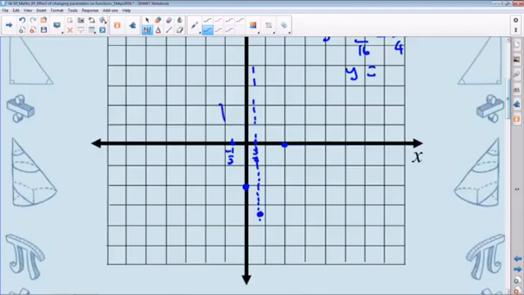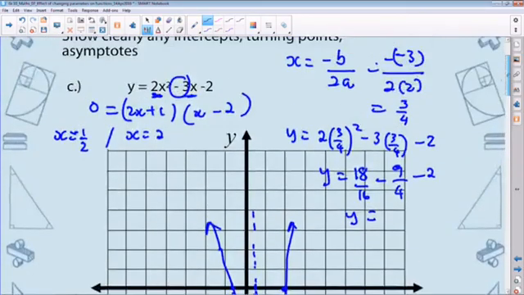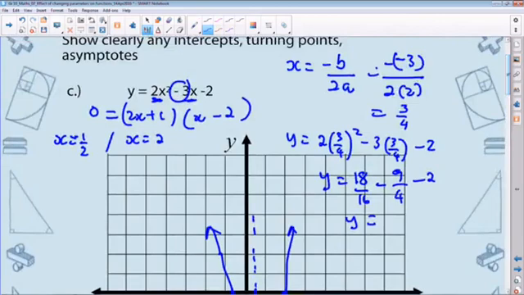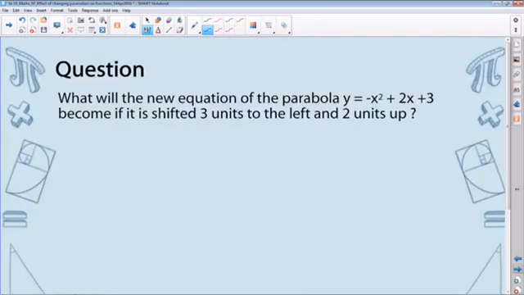Then your graph, you have to be very careful, guys. And so you've got your turning point, x-intercepts, and your y-intercept. But we'll get to more details later.